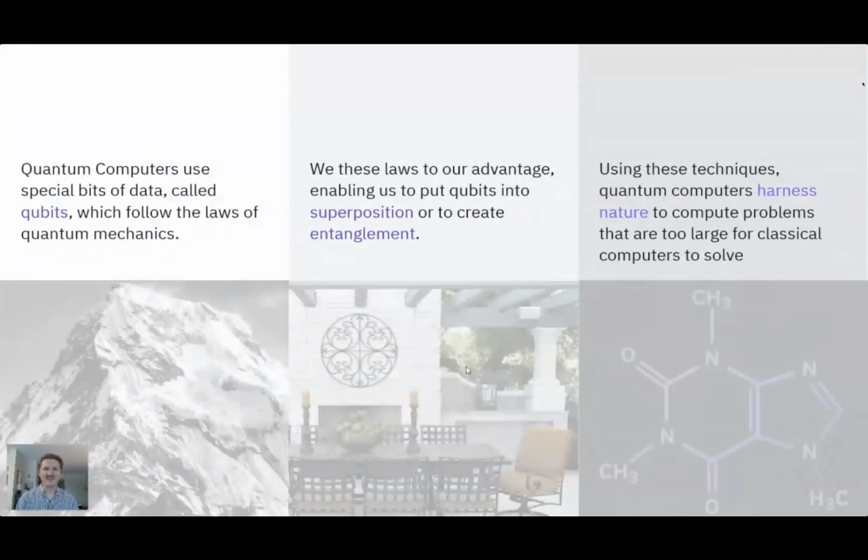All right, so to recap, quantum computers use special bits of data called qubits, which follow the laws of quantum mechanics. We use those laws to our advantage, enabling us to put qubits into superposition or to create entanglement. And using these techniques, quantum computers harness nature to compute problems that are too large for classical computers to solve.